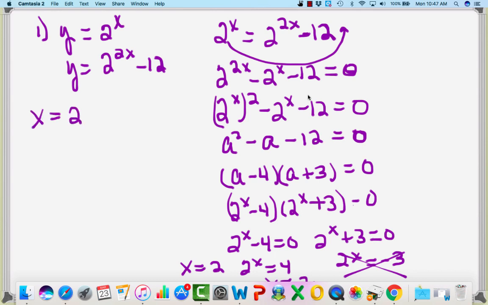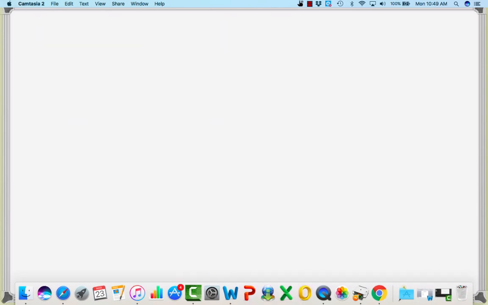And now we go back and we substitute into one of these equations. When I take, let's say, this first equation and put 2 in for x, I get y would be 2 to the second, which is 4. And now I have the ordered pair (2, 4) as my solution.